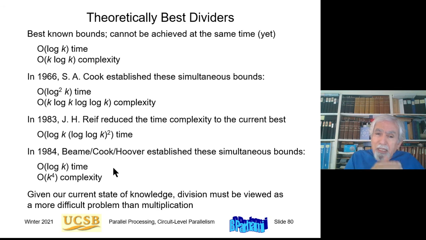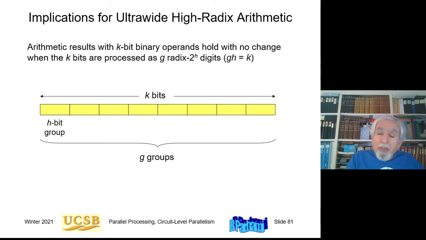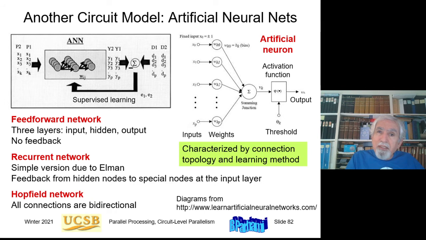So basically, based on these results, division must be viewed as a fundamentally more difficult operation than multiplication based on our current knowledge. Someday maybe somebody discovers a division algorithm that is asymptotically as efficient as multiplication, but we don't know such an algorithm yet.